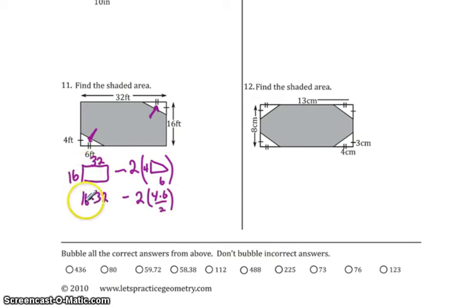So the calculations: 16 times 32 for the rectangle, and 4 times 6 divided by 2 for the triangle. And remember, there are two triangles, so we multiply that by 2. So the rectangle has an area of 512, and each of the triangles has an area of 12. So if we take 512 minus 2 times 12 for those two triangles, we should get a final area of 488 feet squared.